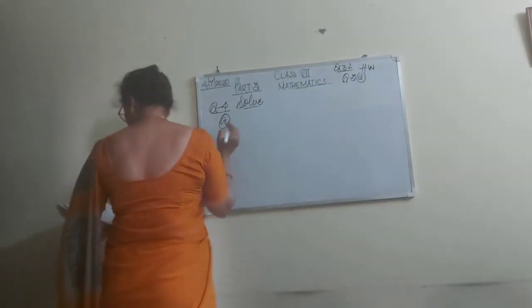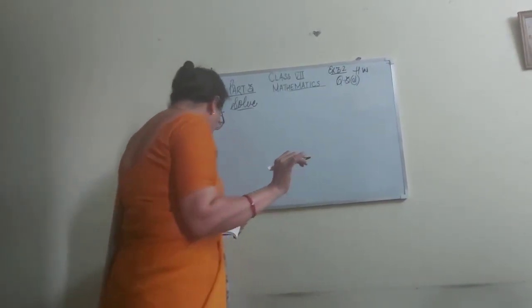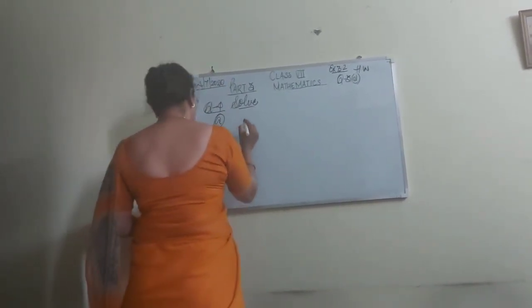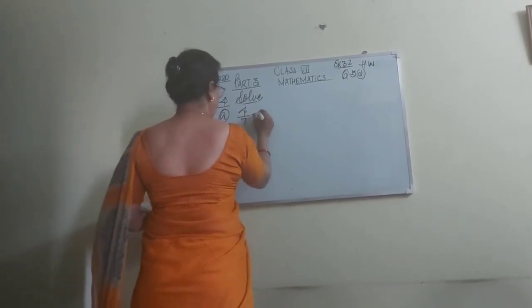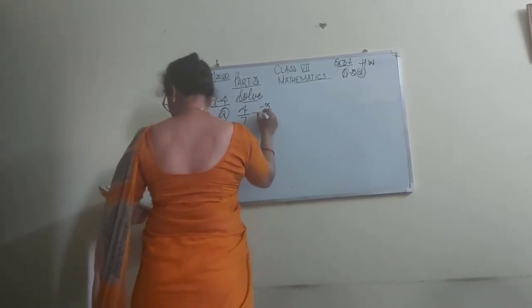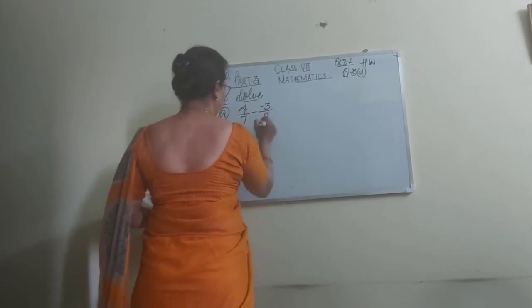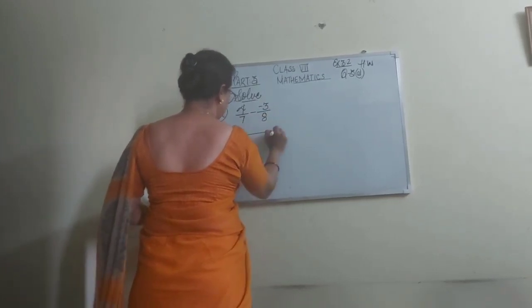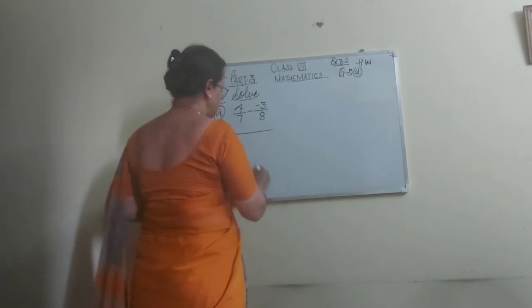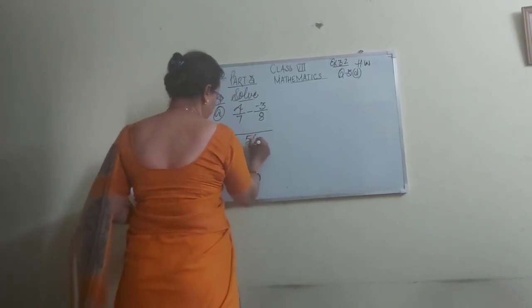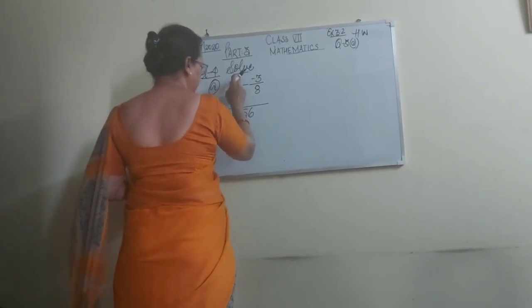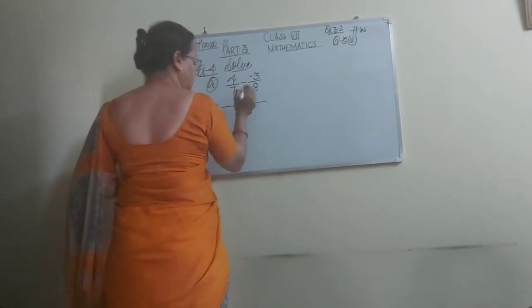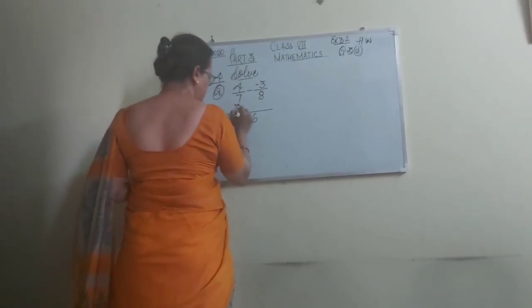A part, solve. Question number 4, solve A part. This is 4 by 7 minus 3 by 8. Okay, same. What will we do? We have to take out the LCM of 7 and 8. This is 56. Okay, 56 divided by 7 is 8. 8 multiplied by 4 is 32.